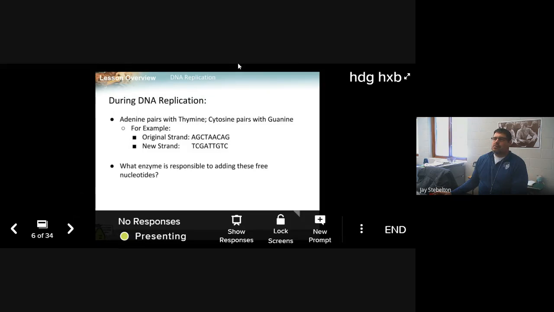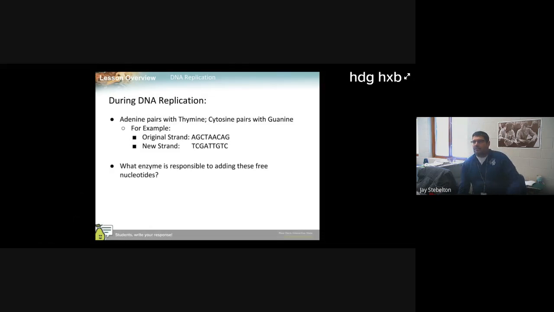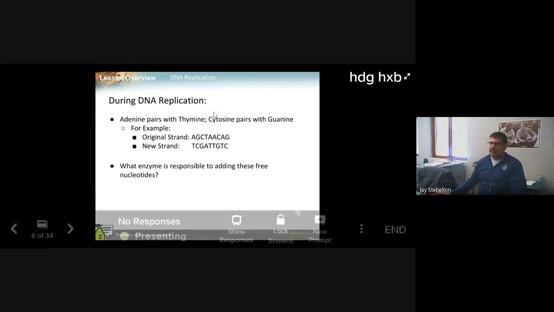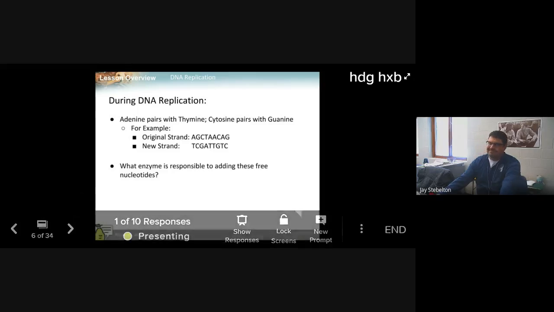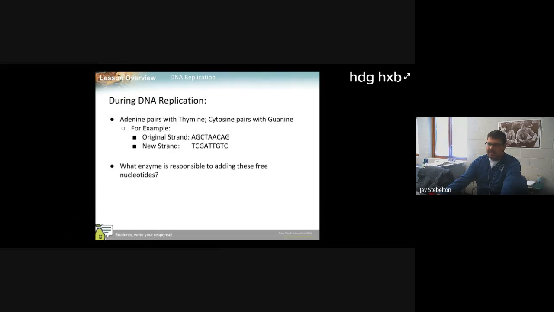Okay, so just take a guess as to what you think the enzyme is that's responsible for adding these nucleotides. Your choices, remember we talked about the helicase and the polymerase, when we were talking about DNA.